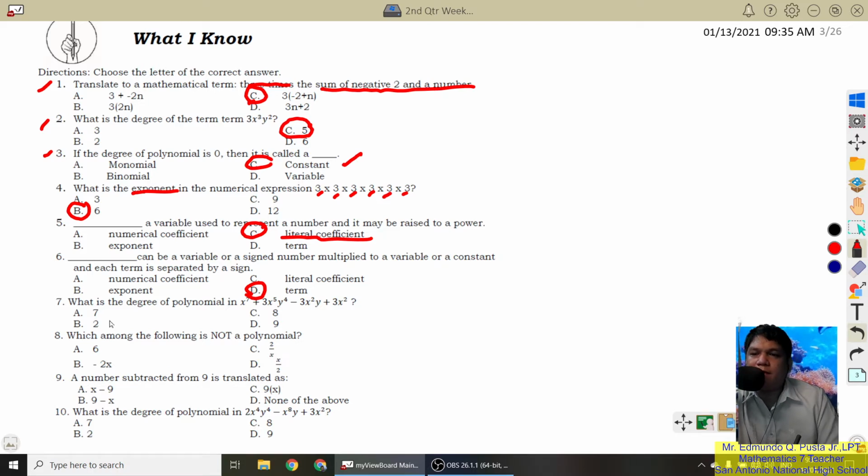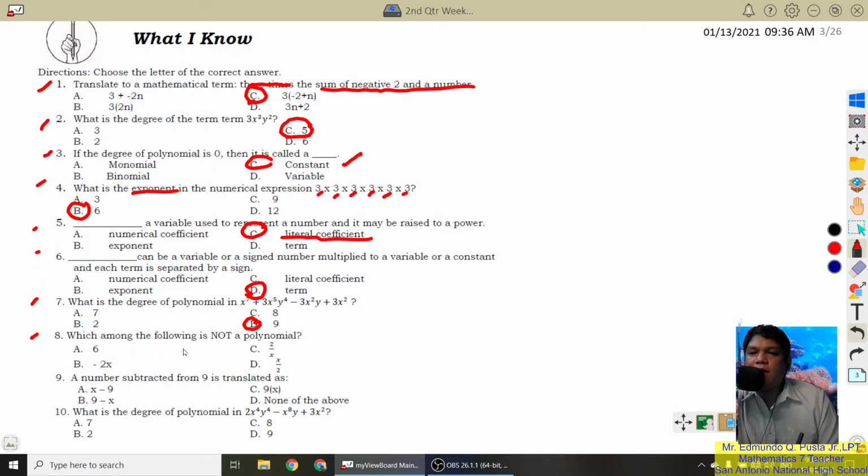Okay, number 7. What is the degree of the polynomial in x to the 7th plus 3x to the 5th, y to the 4th minus 3x squared y plus 3x squared? So we're talking about the degree of the polynomial itself. The degree of the polynomial there is letter D, 9.